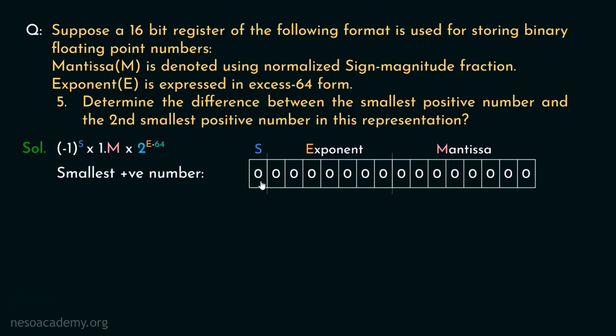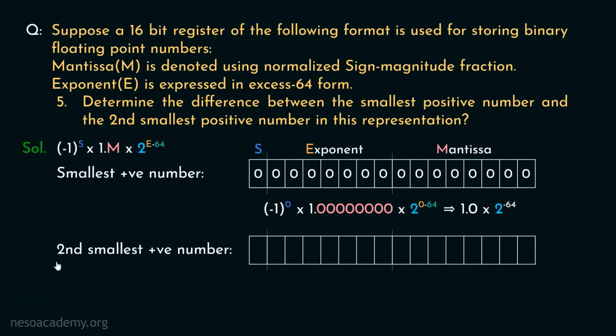So since the sign bit is 0, we will have -1 raised to the power 0 multiplied with 1 because we are using the implicit normalization method. And thereafter we will place all the mantissa bits, that is 8 zeros in here, which will be multiplied with 2 raised to the power 0 minus 64. Now why 0? If you observe, all the exponent fields are filled with zeros. And that is why we are having the biased exponent as 0 only. Therefore, the value is going to be 1.0 multiplied by 2 raised to the power minus 64. So this is the smallest positive number.